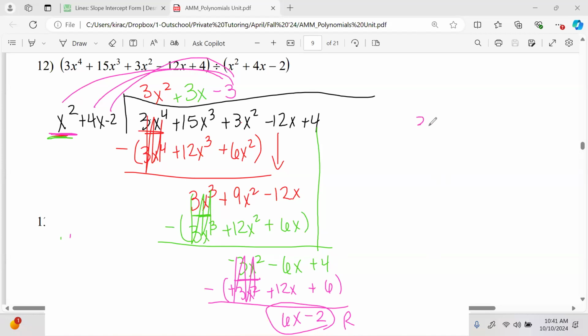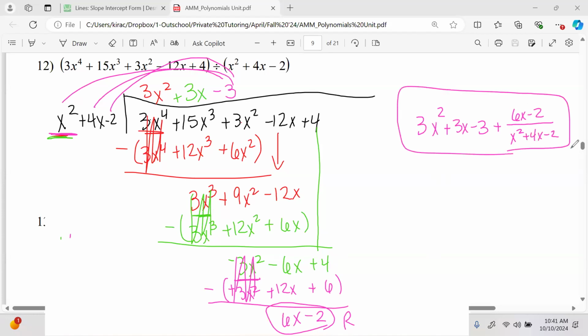So final answer here was 3x squared plus 3x minus 3 with a remainder of 6x minus 2 all over the original divisor. That was 12. Two more.